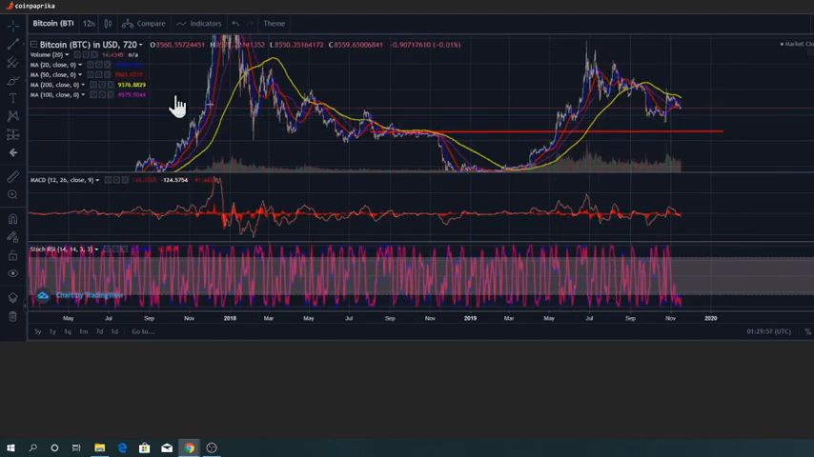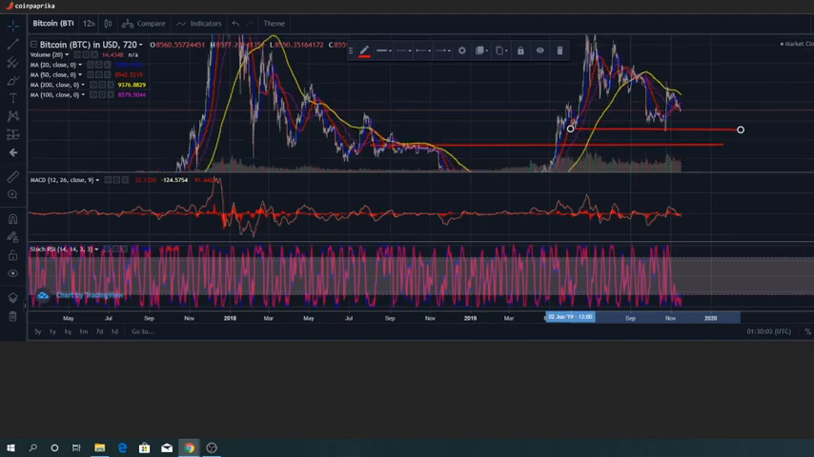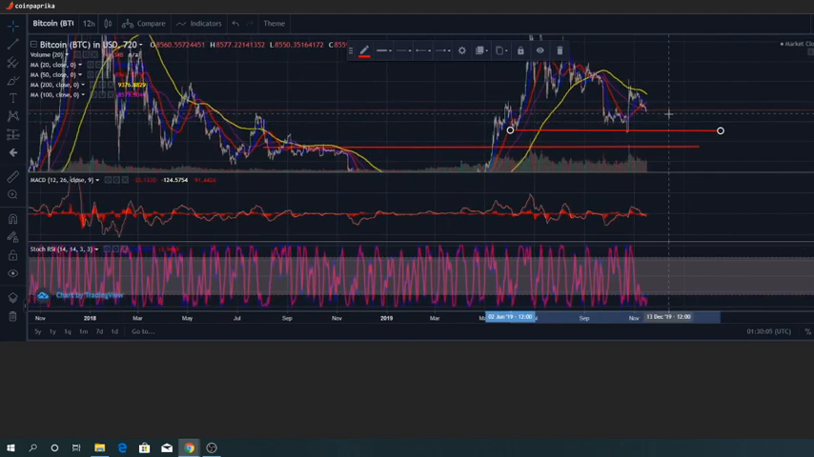But for me personally, I think this was a previous support and it is still intact. If the price goes below this current trading area, I think there is a lot of buying power around 8,000 or below 8,000. So if it dips below 7,000 or 7,500, I think there will be a lot of buyers coming in, pushing the price up.